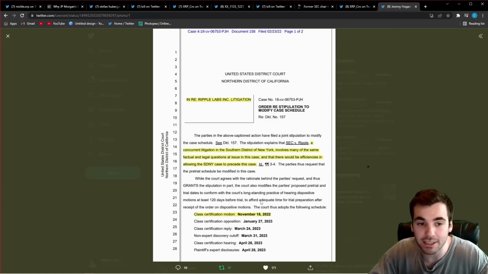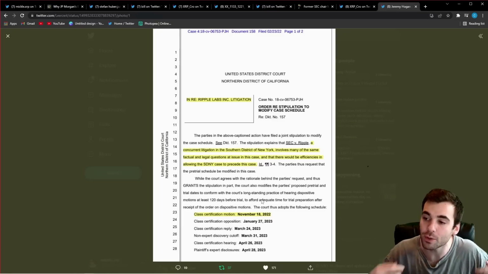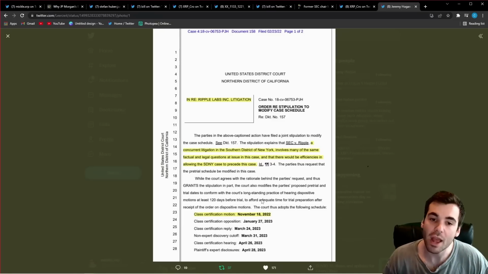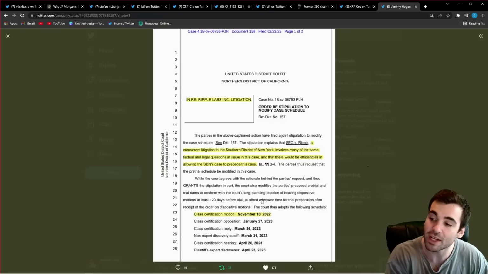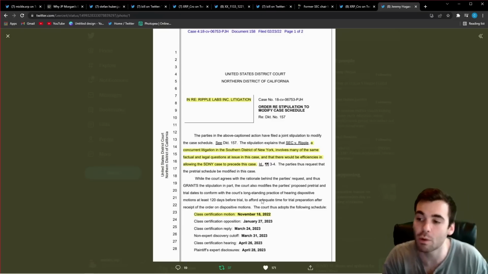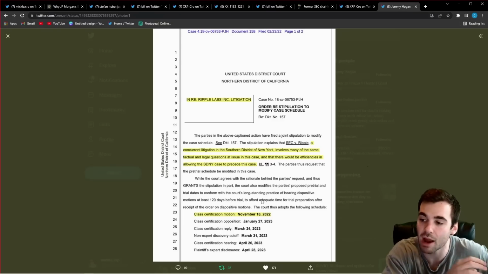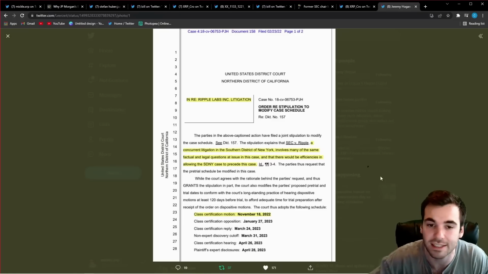Also, Ripple points out in this document that many of the issues currently taking place in the SEC case are also issues in this upcoming case. So they are saying, it would be a lot more efficient and make a lot more sense if we finished up this other case, and that way when we went into this new case, we wouldn't have to be fighting about all the same issues at the same time. We hammer out a lot of these issues in the first case, and then we could take care of the stragglers in the second one.